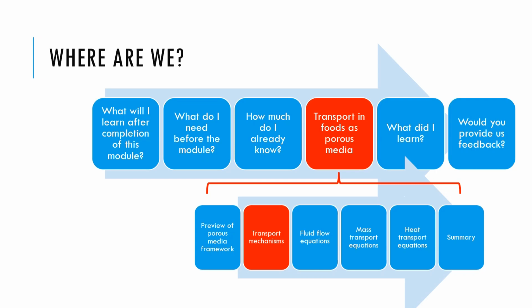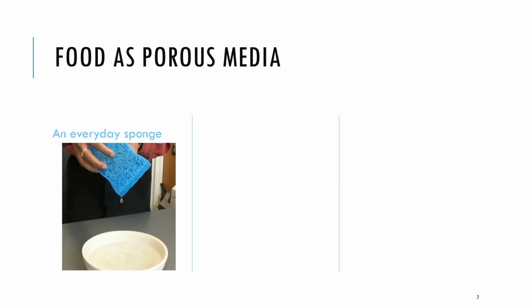So this section is part of a series of lectures or a course on transport in foods as porous media. And in this one, we're going to talk about transport mechanisms. An everyday sponge like this one is a porous medium that we are all familiar with. Most foods can be treated as porous media.